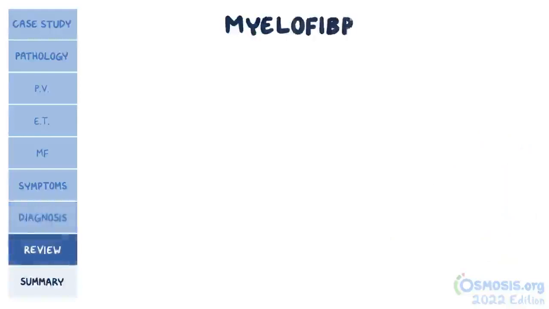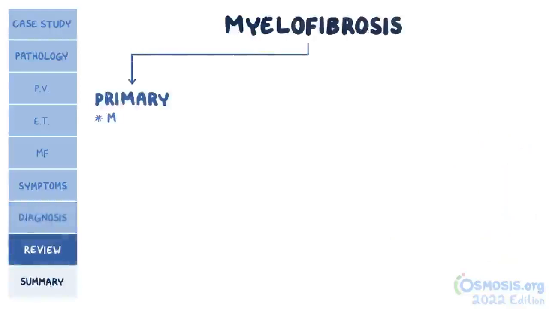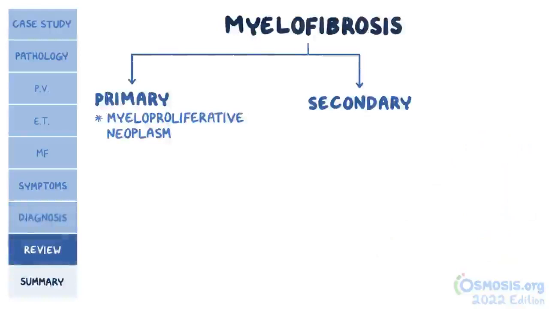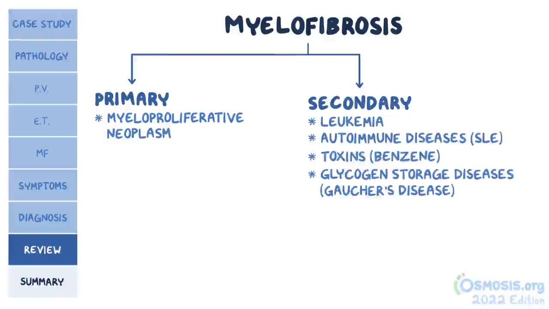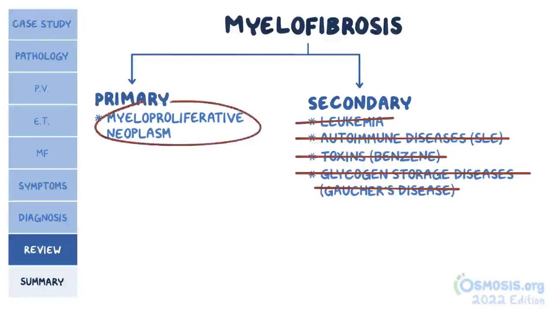Finally, myelofibrosis can be primary, and that's the myeloproliferative neoplasm, or secondary, which is when it's the complication of leukemia, autoimmune diseases like SLE, toxins like benzene, or even glycogen storage diseases like Gaucher's disease. Now, once these secondary causes are excluded, primary myelofibrosis is considered.